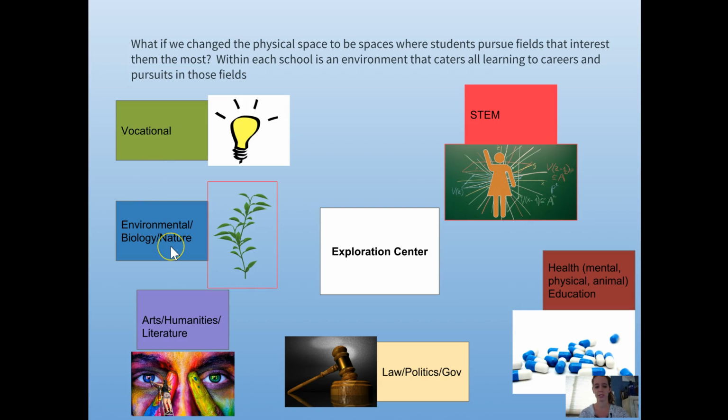Or they might go on the science side, the environmental, biology, or nature side. They might stick to arts, humanities, and literature, and obviously there's a wide range in there. We could have a school for law, politics, and government. We could have a school for pre-med or any other health careers, mental health, physical health, animal health, and education. And then we could have a school dedicated to STEM careers.